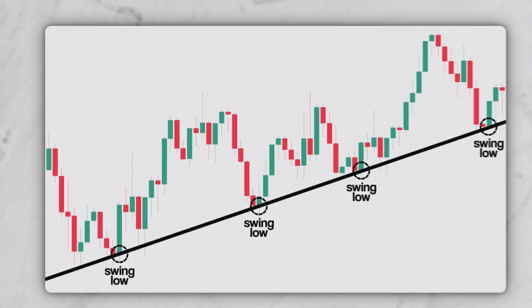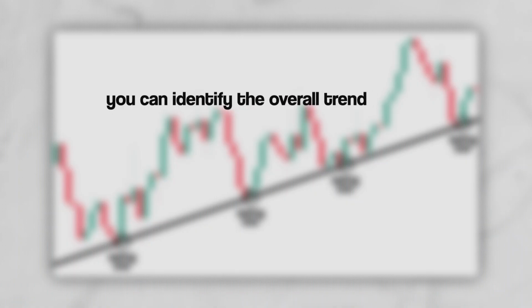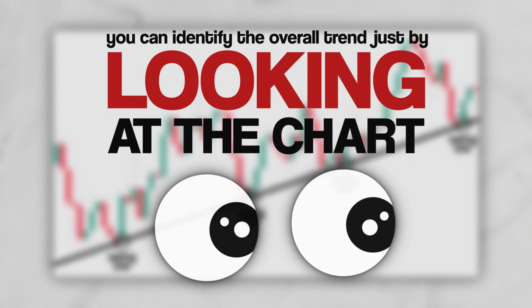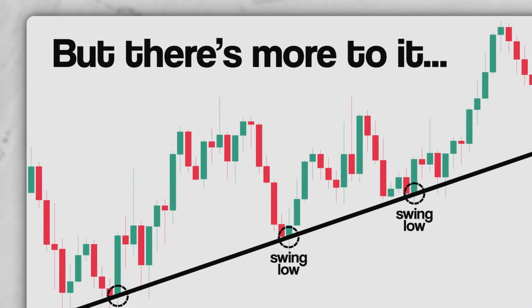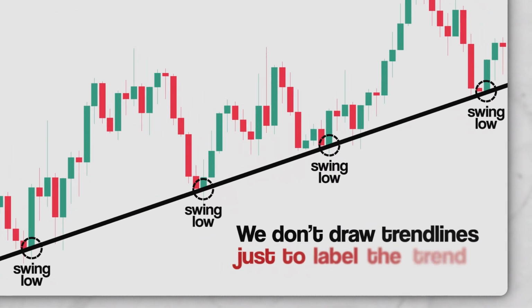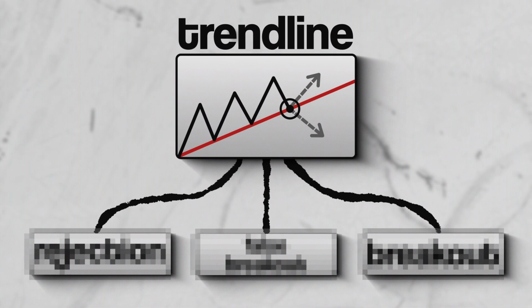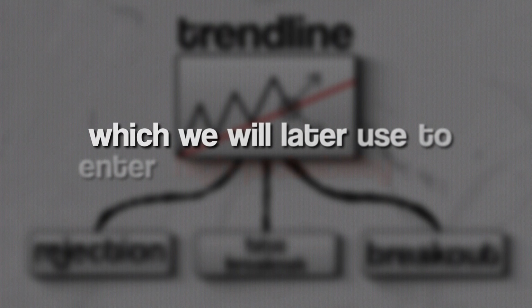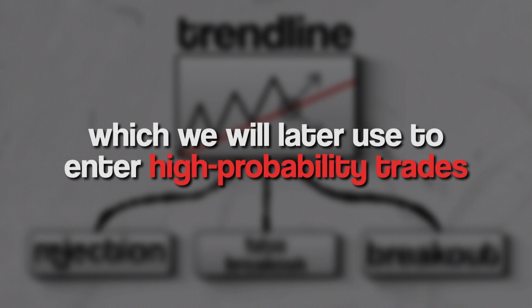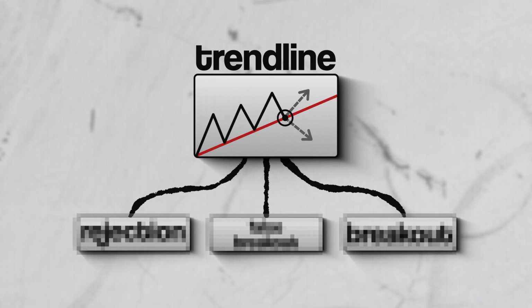At this point, you might think that you can identify the overall trend just by looking at the chart, and you would be right. But there's more to it. We don't draw trend lines just to label the trend. We draw them to track one of three possible scenarios, which we will later use to enter high probability trades. So, what are the possible scenarios?